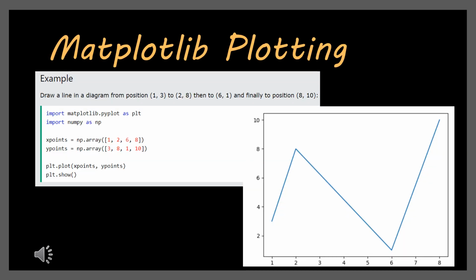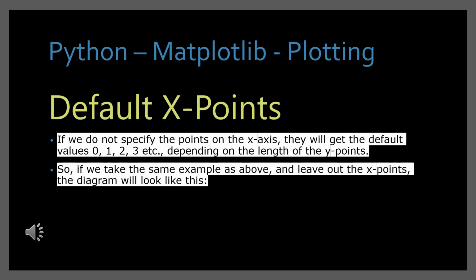So here in the x points and y points, usually we give only 2 points, like 1 comma 8 and 3 comma 10. Here we are adding, for the x points, 1 comma 2 comma 6 comma 8, and the y points are 3 comma 8 comma 1 comma 10. So now the graph will be pointing like 1 comma 3, 2 comma 8, 6 comma 1 and 8 comma 10. We do have one more feature, default x points.